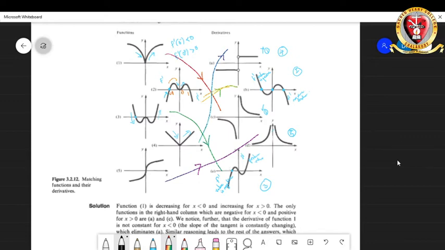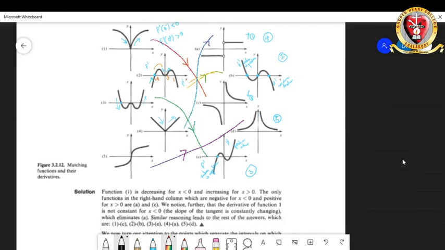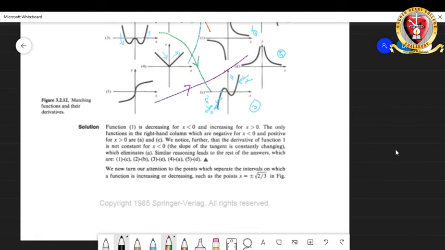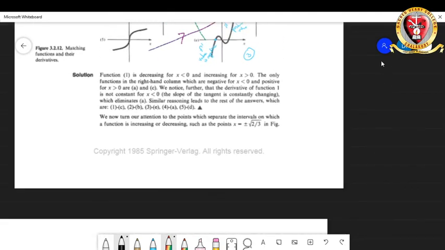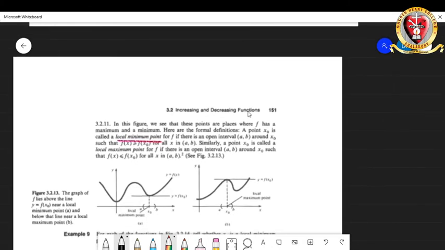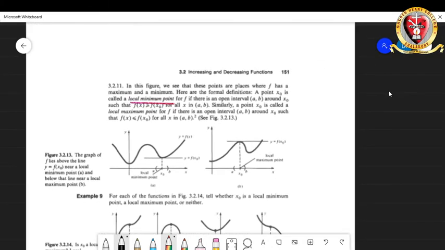So please observe the functions and try to understand what we just discussed. You can clarify if you are not getting the point. Okay. And then we move on to the definition called local minimum point. A point x naught is called a local minimum point for f if there is an open interval ab around x naught such that f of x is greater than or equal to f of x naught for all x in ab.